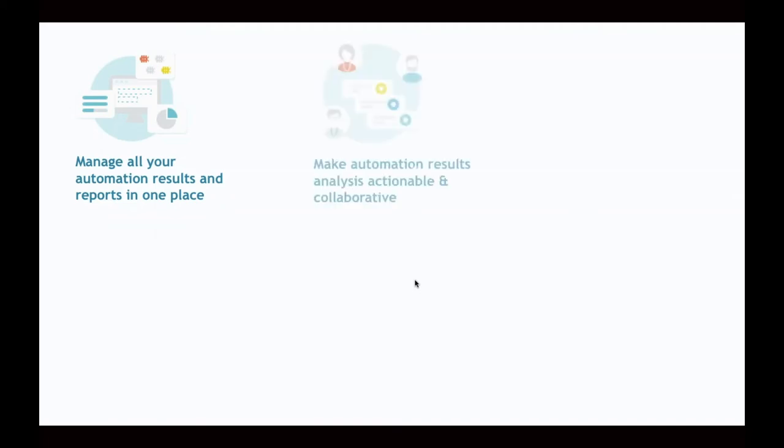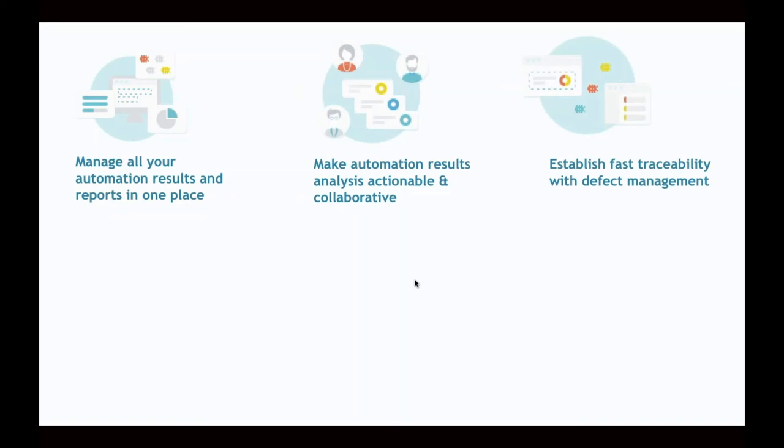It's really helpful. It also makes the test automation results actionable and collaborative. So basically the team which works with all your results can review those fails, mark and associate them with a particular reason for the fail, and it really helps you make the test automation status visible for everyone, for the development team and for managers. It really establishes fast traceability with defect management. You have the traceability of your bug tracking systems and with your requirements.